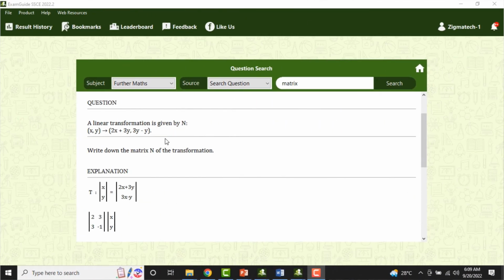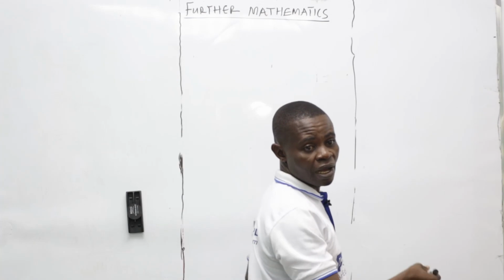Let us take one more question from past questions using the exam guide. You can see the question on the screen. A linear transformation is given by N. Let's see the linear transformation given to us.